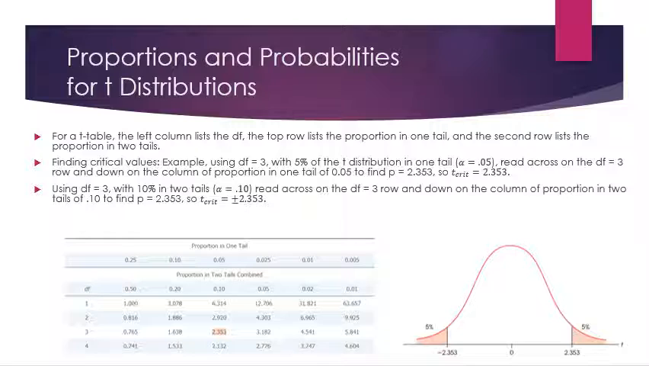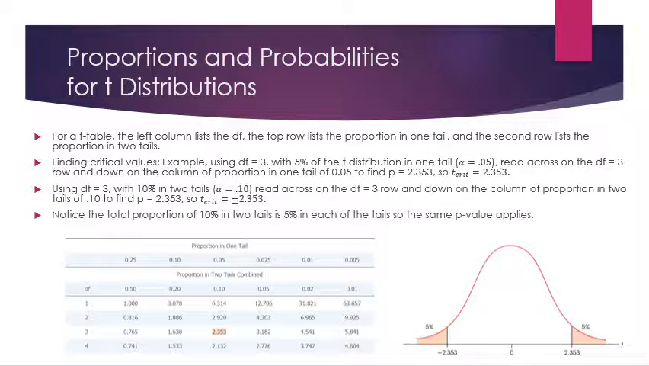Notice that in the t tables, it's just like the z tables, you don't have positive and negative numbers. Only your picture will tell you what's positive and what's negative. In a two-tail test, you have the positive and negative side. So notice that the total proportion of 10% in two tails is 5% in each tail. So that's why the same value applies to a one-tail 5% and a two-tail 10%.